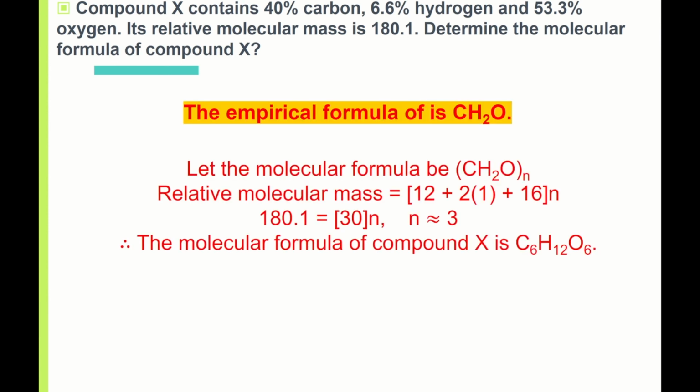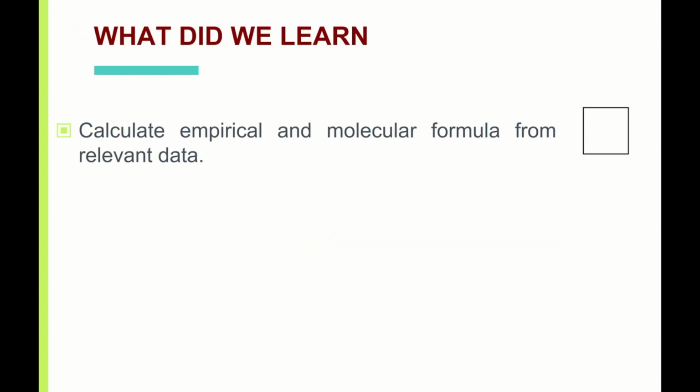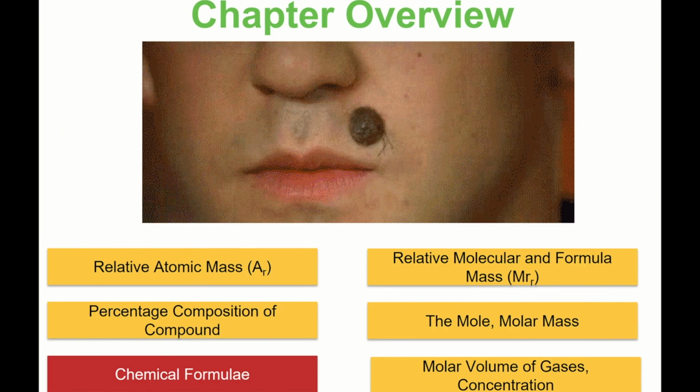From here, the empirical formula is CH2O, and we calculate that the mass is 180.1. The mass is 180.1, so it is about 3 times the empirical formula. So you should have your molecular formula as 3 times the empirical, and you get C6H12O6. So the molecular formula is C6H12O6. This is how we calculate the molecular formula from the empirical formula and the mass. So far we have learned the empirical formula and the molecular formula, and we see how they are related to each other.